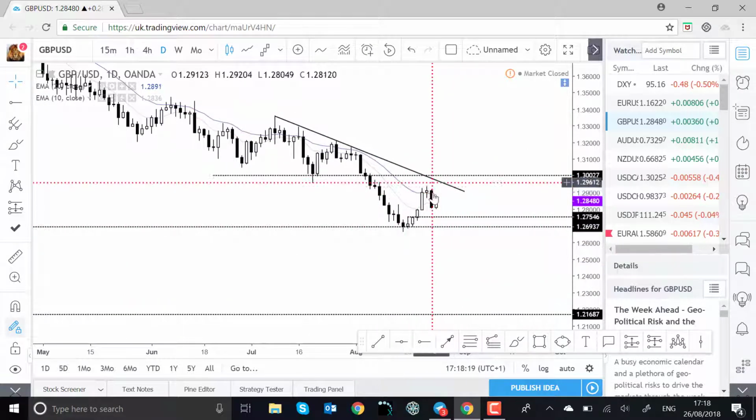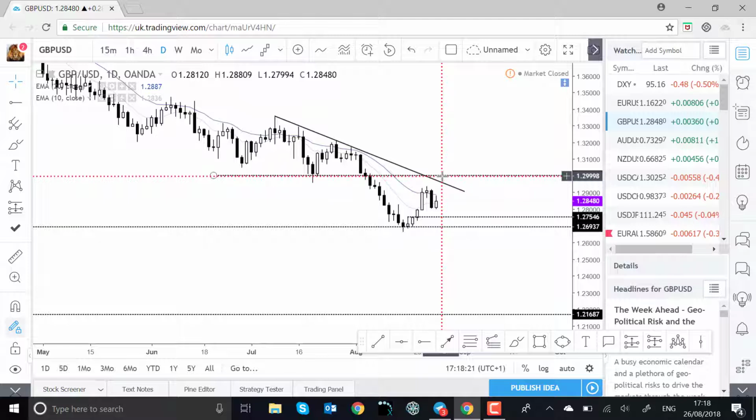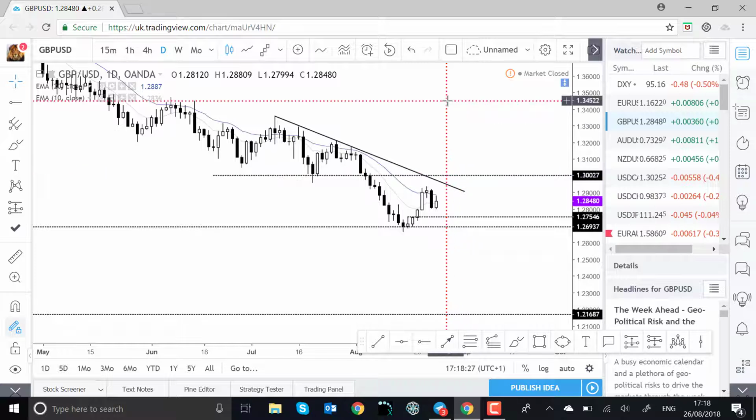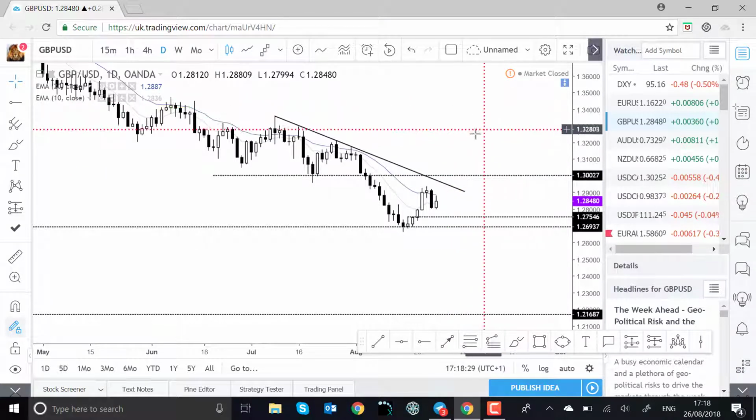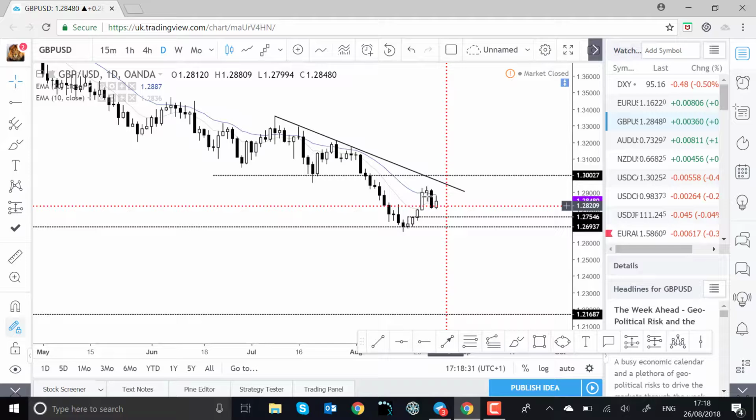But other than that, nothing really for me at the minute. If we see it back into 1.3s, we could look for some short positions, or if we do break through, we could potentially look for some long positions as well. There's always two sides to the coin, and we need to be prepared for all market situations.